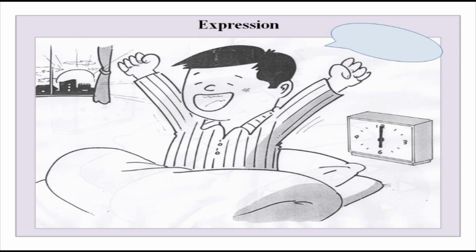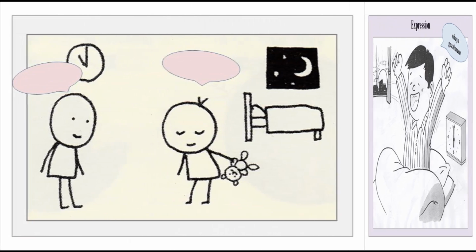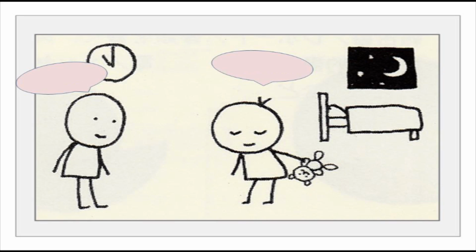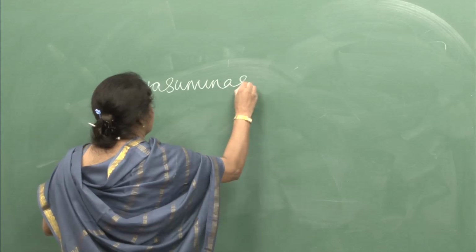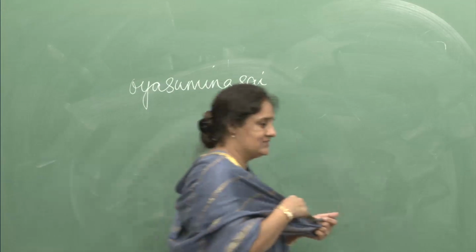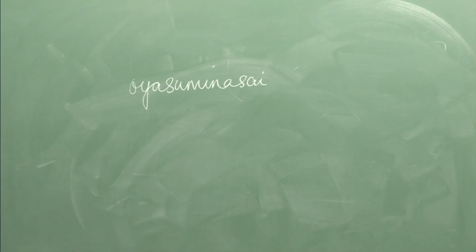It is 6 o'clock. Well, it is ohayo gozaimasu. After you wake up you say ohayo gozaimasu. And before going to bed, what do you say? Everybody says oyasumi nasai. Oyasumi before going to bed means good night. Only oyasumi is given, which is informal. It is oyasumi nasai.